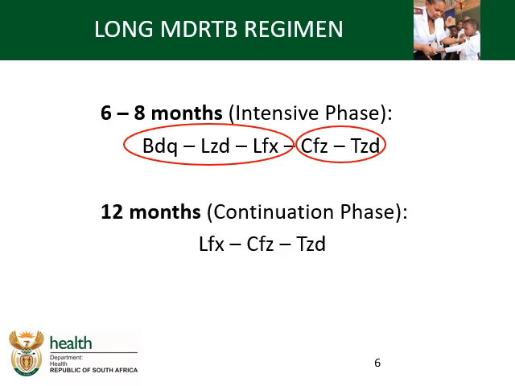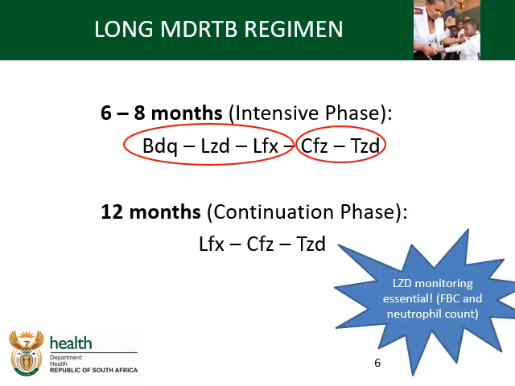And then your 12 months continuation phase becomes really simple because at the end of your 6 or 8 months, you're going to stop your bedaquiline and your linezolid, and you're going to end up simply being on 3 drugs, levofloxacin, clofazimine, and terizidone for a 12-month period. And just note that we're now giving linezolid for a whole 6, potentially even 8 months. And therefore the monitoring of the full blood count and the neutrophil will be an important part of your monitoring of these patients.